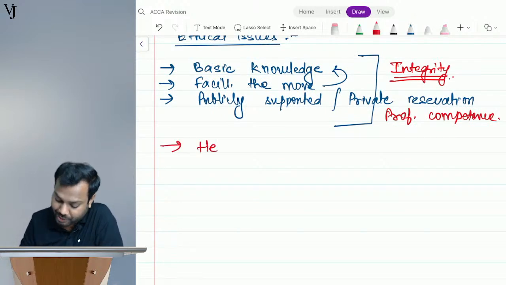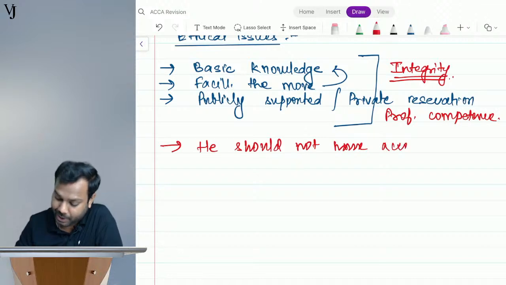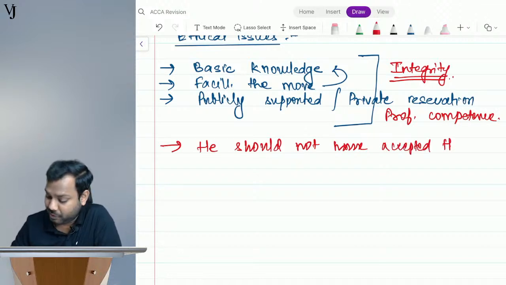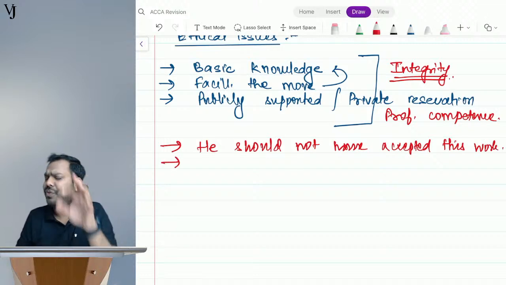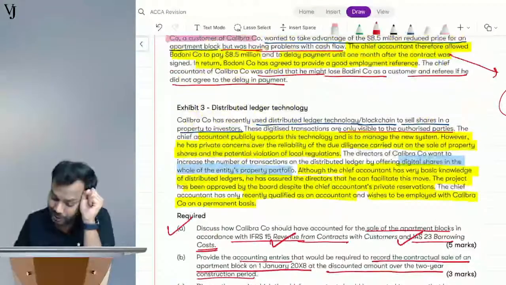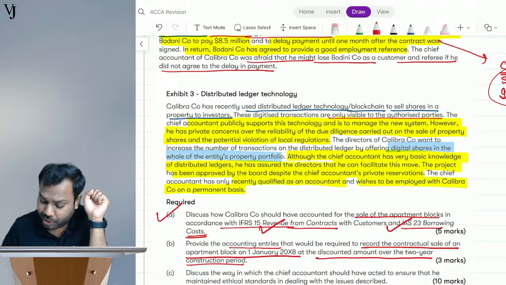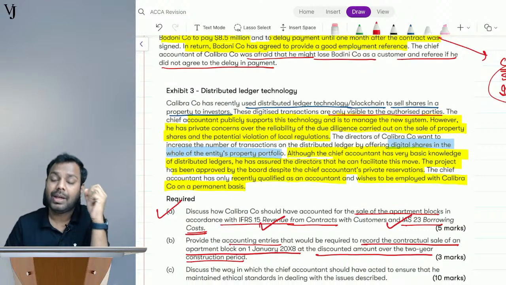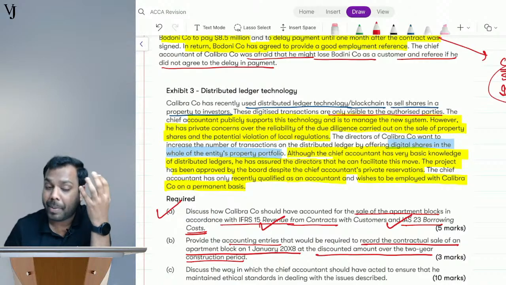Rather, he should not have accepted this work itself. Why? Because he doesn't know it. Even if he accepted it, see, what does it say? Publicly support the technology and is to manage. However, he has private concerns over the reliability of due diligence carried out on the sale of property. He has concerns over the reliability of the due diligence report on the property.